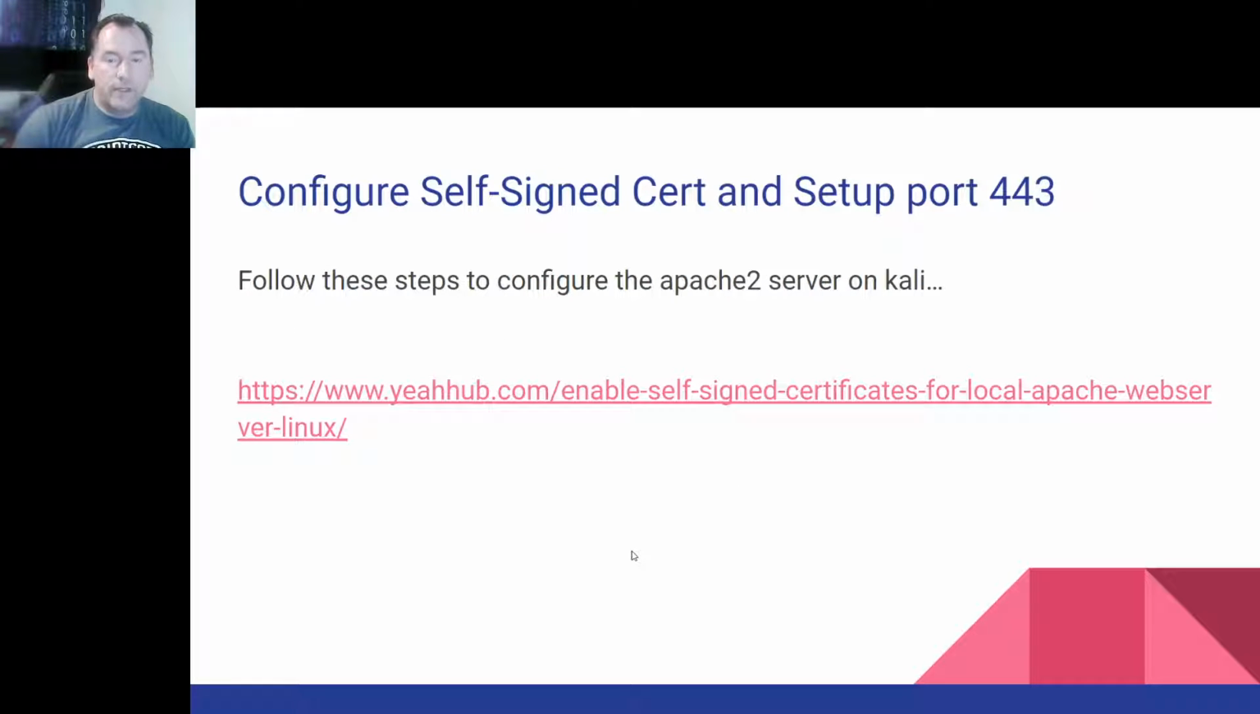After you set up the apache2 web server, it's running on port 80 by default. We want to configure it so it's also running on 443 with a self-signed certificate. And this website right here has great instructions on how to set that up. So go ahead and go to this link, follow the instructions, and set up the self-signed cert and port 443 on Apache.